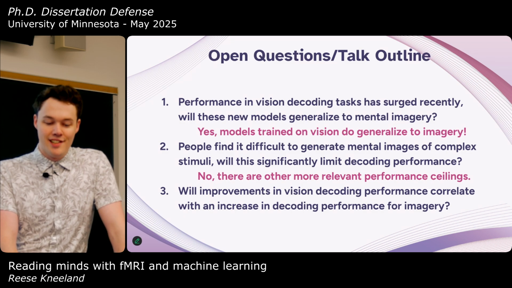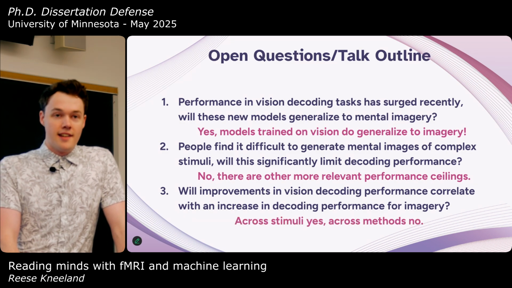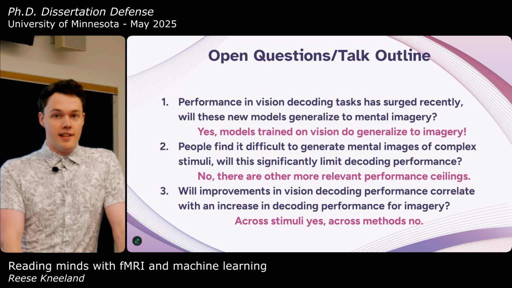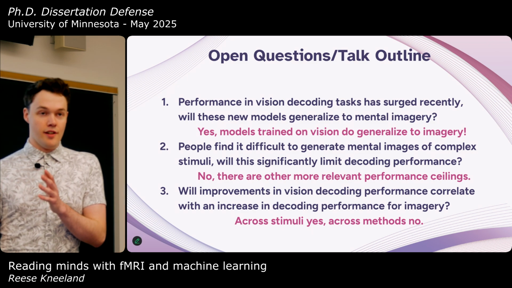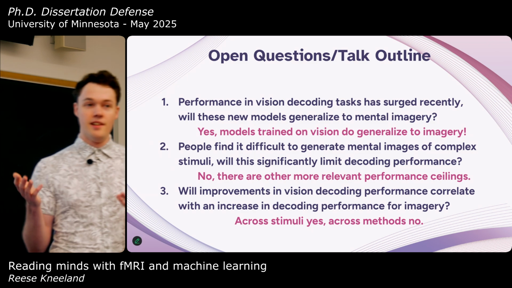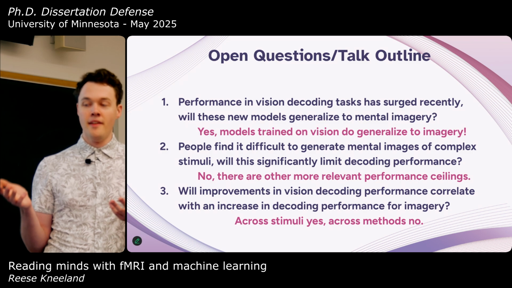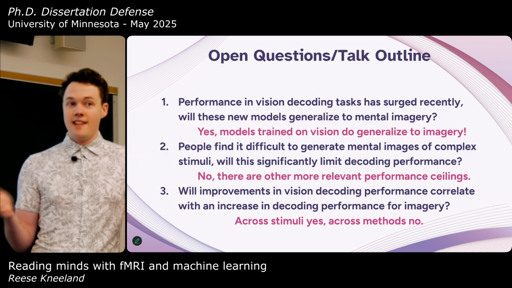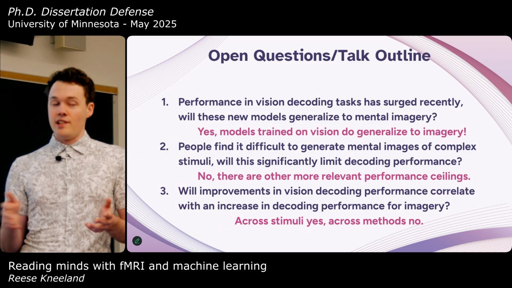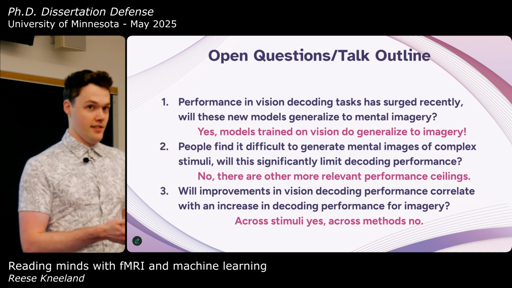So answering our last question for this first talk: across the stimuli, the models are generalizing better. If the seen image reconstruction for a particular image is better, then the mental image reconstruction is probably also going to be better. But between methods, it's not guaranteed that the best seen image reconstruction method is going to be the best mental image reconstruction method.